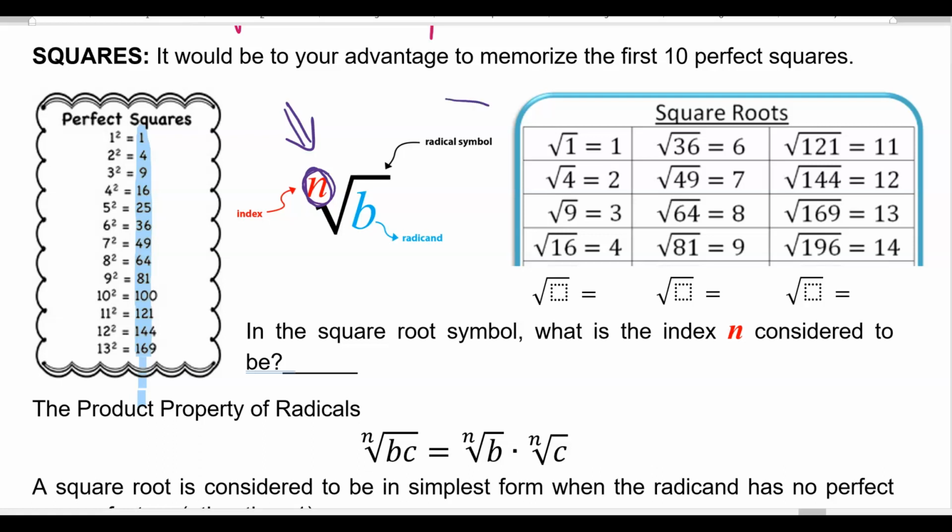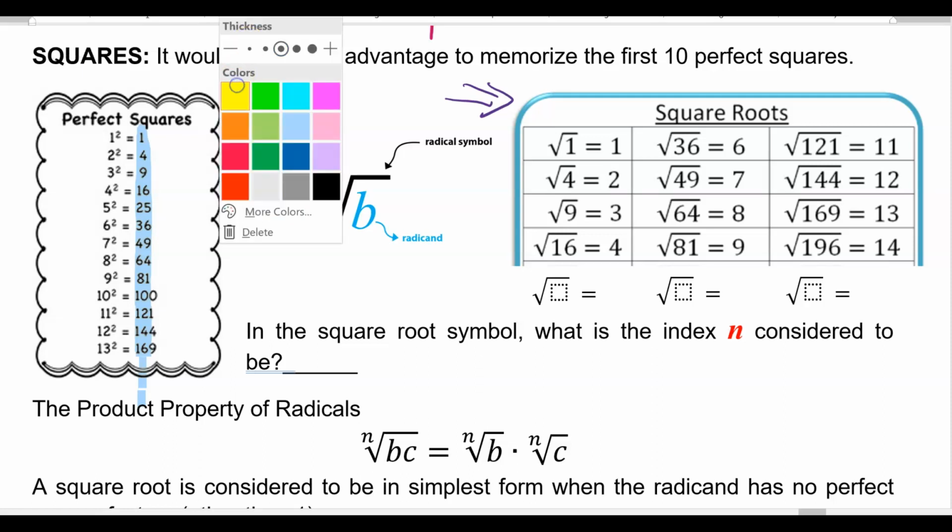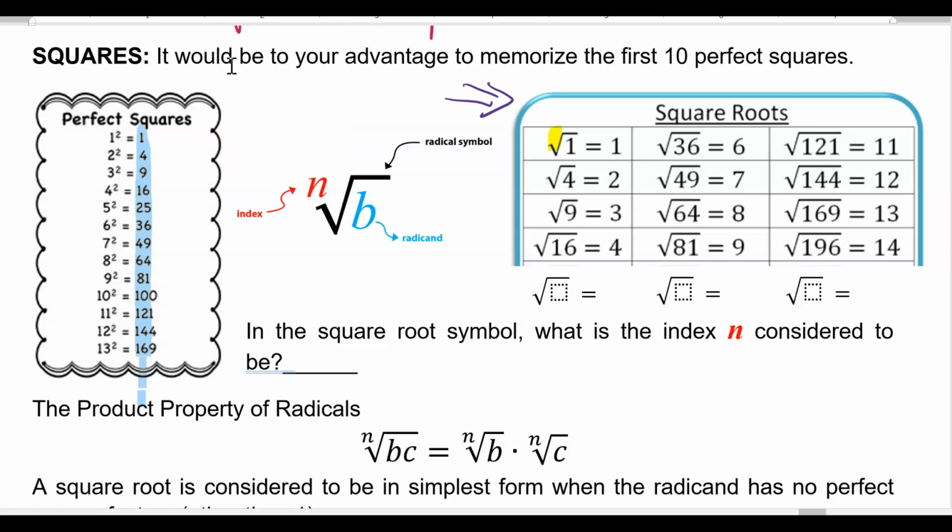So, for example, if you look over here to the right, you'll notice that we have the square root of 1 and nothing is inside of that little V part. So it's understood to be a 2 there. So we have the square root of 1. It equals 1 because 1 squared is 1. The square root of 4 equals 2 because 2 squared is 4. The square root of 9 is 3 because 3 squared is 9. The square root of 16 equals 4 because 4 squared is 16.